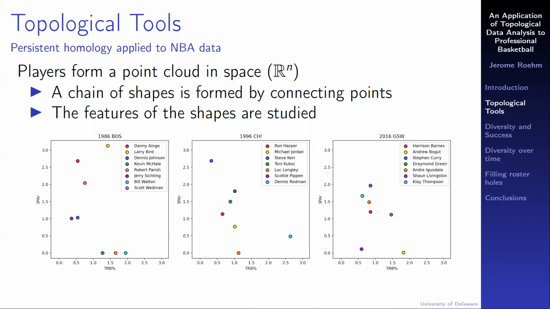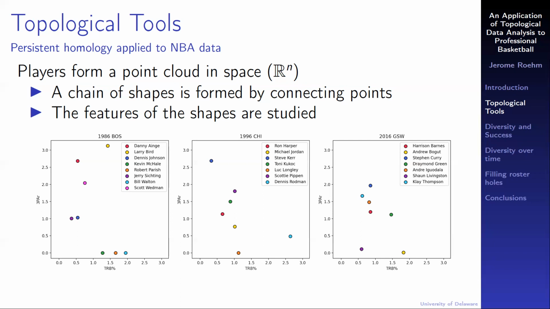More on that later. The selected statistics are total rebounding percentage on the x-axis and three-point attempt rate on the y-axis. These are normalized to the yearly average. For example, in 1996, Dennis Rodman rebounded at a rate over 2.5 times that of the league average. Likewise, in 1986, Larry Bird shot three-pointers at over 3 times the rate of the league average for that season.